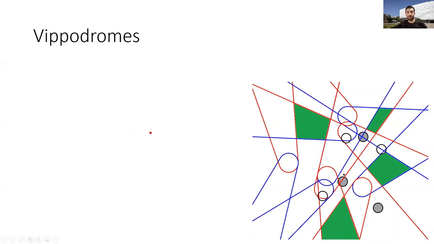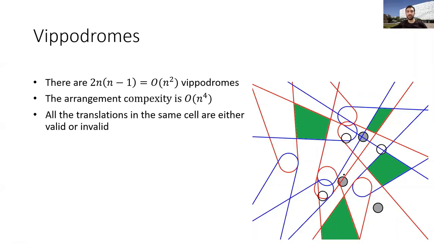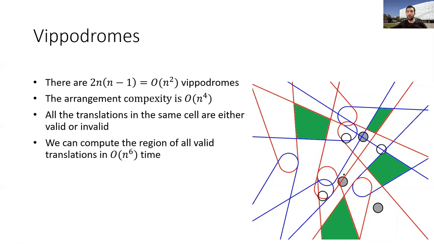Because the size complexity of the Vippodrome arrangement is order of n to the power of 4, and in each cell we execute at most order of n squared time using a Bellman-style algorithm, we can find all valid translations in a total of order of n to the power of 6 time.